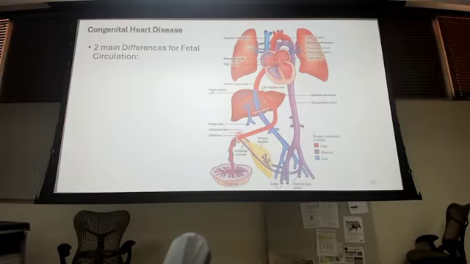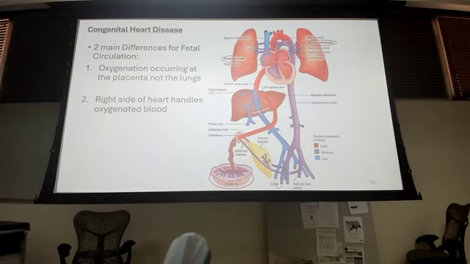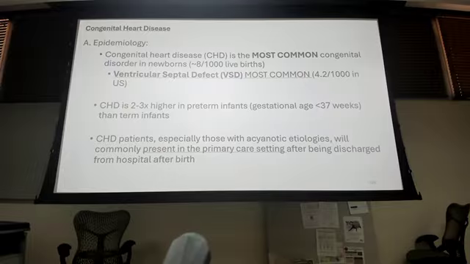Congenital heart disease. So we talked about the differences in fetal circulation and adult circulation. We talked about where oxygenation occurs, and we talked about how the right side of the heart actually handles oxygenated blood coming back from the placenta. And we talked about how congenital heart disease is actually the most common congenital disease a kid may experience. And of the congenital heart diseases, the ventricular septal defect is the most common one that you're going to find.